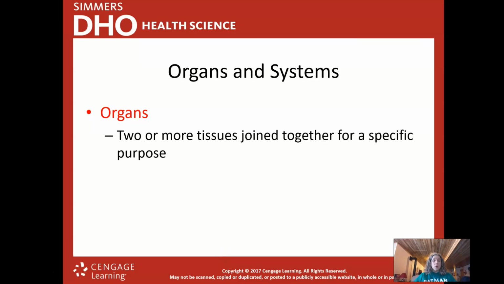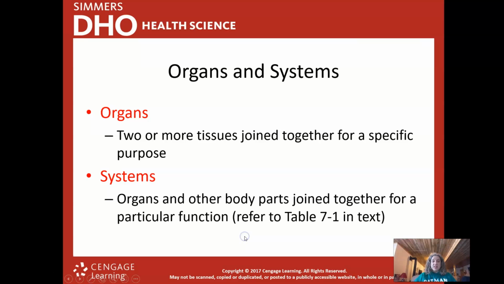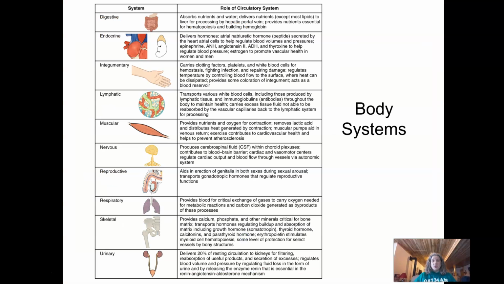So organs are 2 or more tissues joined together for a specific purpose. Systems are organs and other body parts joined together for a particular function. So here are your different body systems. You have digestive, endocrine, integumentary, lymphatic, muscular, nervous, reproductive, respiratory, skeletal, and urinary. And we're going to talk about all of these systems in Chapter 7.